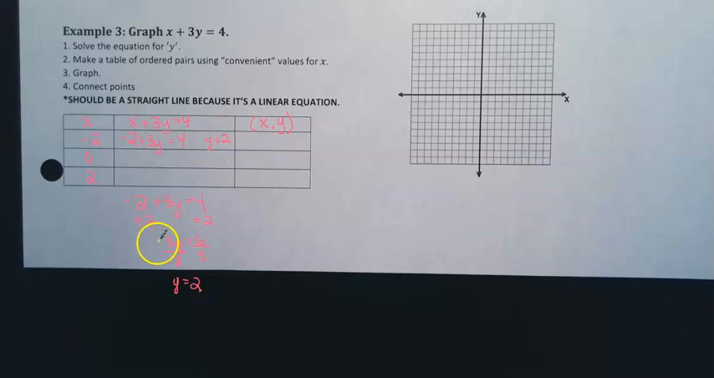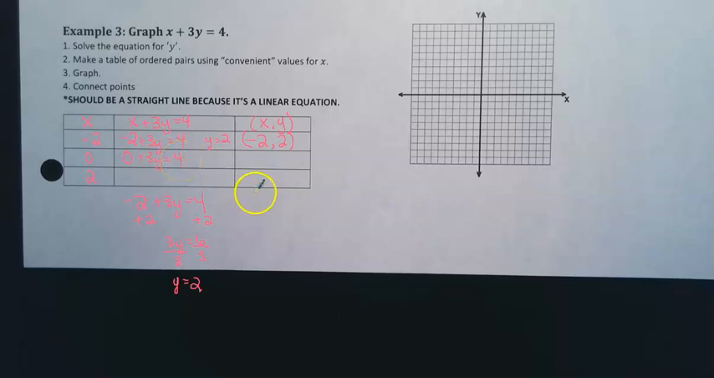I did all this other work that I don't have room for up here. So I have negative 2 and 2. Then I would have to do the next one. I would plug 0 in for x, so I'd have 0 plus 3y equals 4. Again, it doesn't come out with a nice y equals. I have 0 plus 3y equals 4.